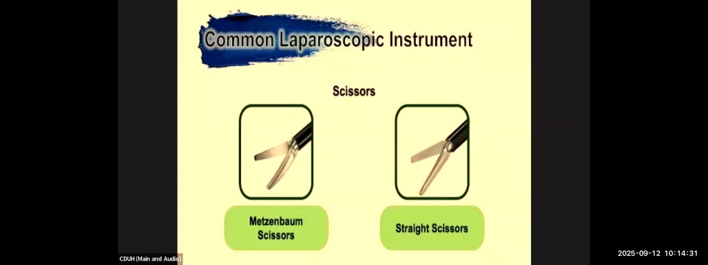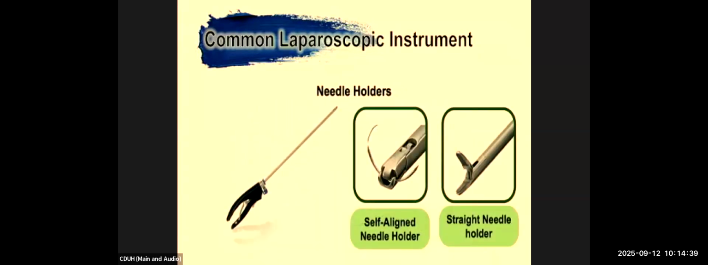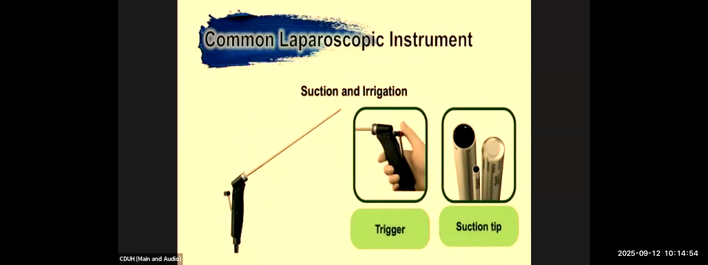Next, we need to have scissors as well. The first one is called the Metzenbaum scissors. Second one, straight scissors. This is the bipolar instrument, and this is called the needle holder. Some of the needle holders are just straight needle holders, while some are actually self-aligned, meaning that when you put your needle and hold it, it will automatically hold it in a proper position for you.